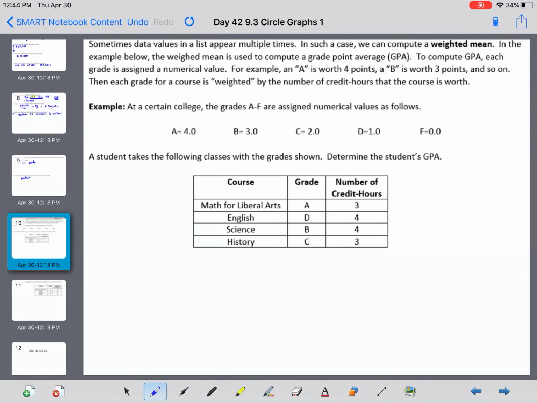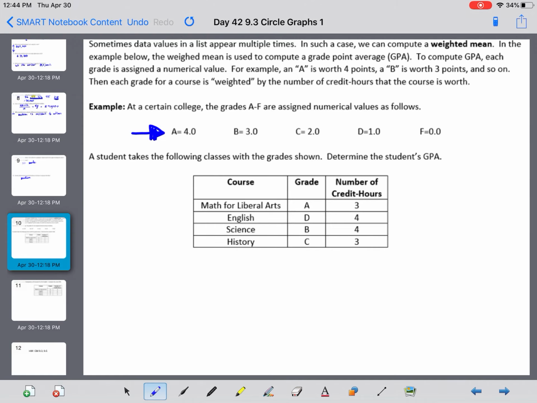To compute GPA, each grade is assigned a numerical value. For example, an A is worth 4 points, a B is worth 3 points, a C is worth 2 points, a D is worth 1 point, and an F is worth 0 points. Then each grade for the course is weighted by the number of credit hours that course is worth. So let's take a look at a particular report card that we have here.